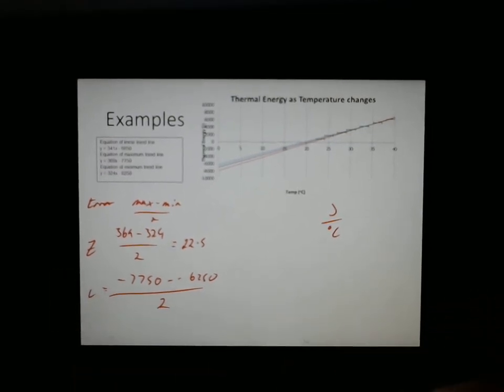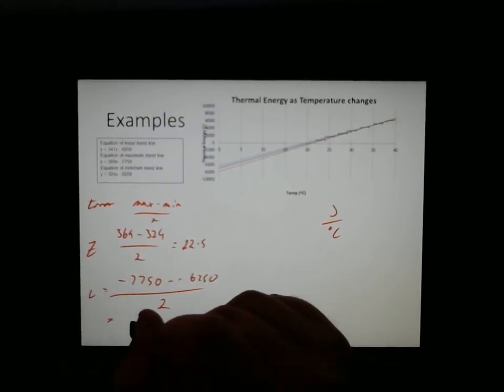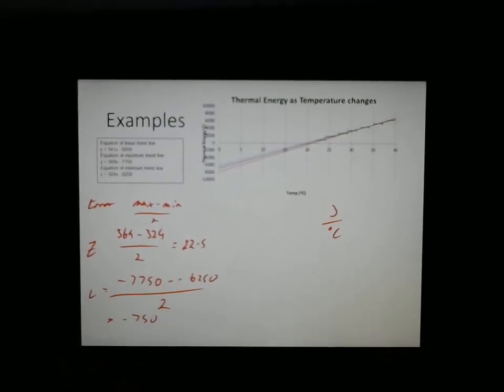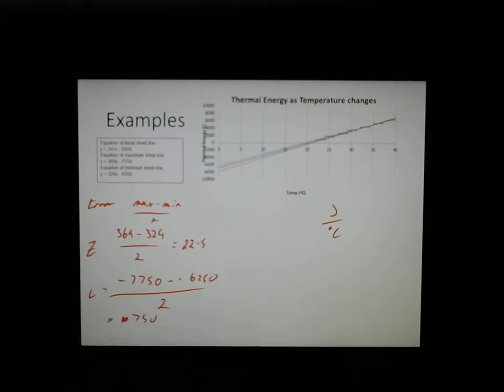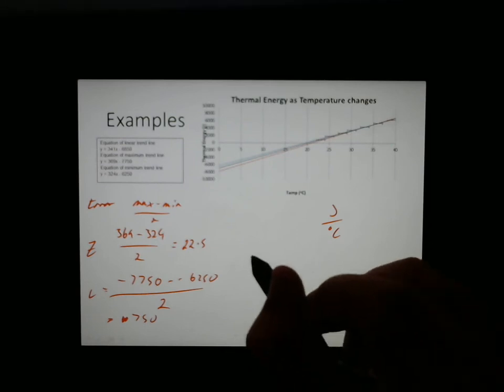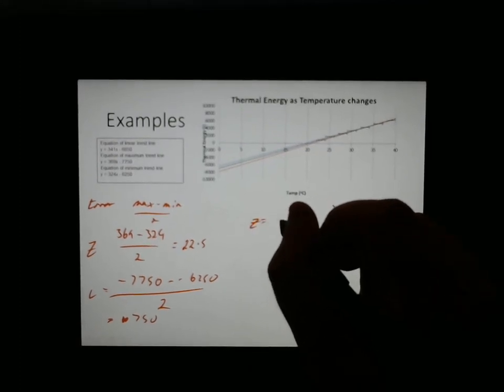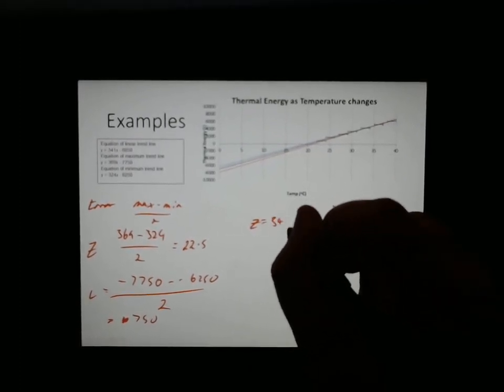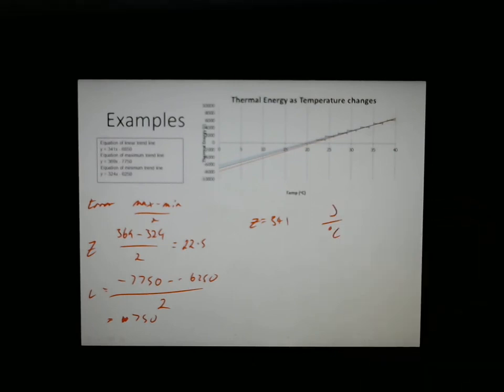I'm just going to remove that, so that's picking up my hand. So the error in my C value is equal to negative 750. We don't really need that negative, so I'm just going to cross it out, because adding and subtracting a negative is the same thing as adding and subtracting a positive. Okay, so we've got our gradient, so there's our errors, and our gradient equals 341. Okay, and there's our units, joules per degree Celsius.